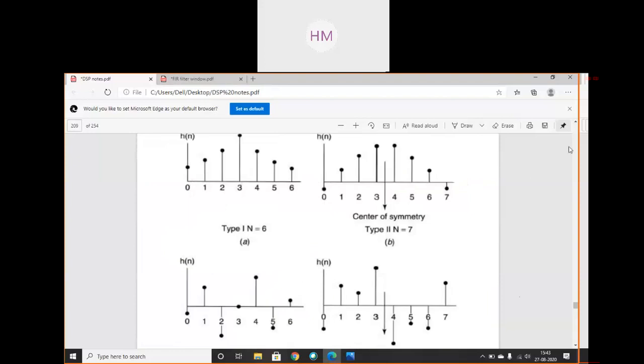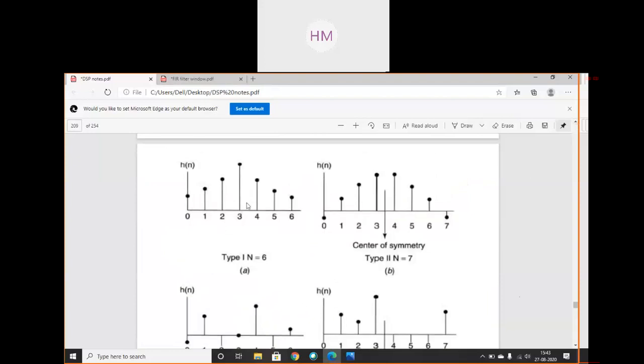You can see the diagram over here. H of n, type 1, n is equal to 6, 6 coefficient. This is symmetric about the y-axis. Coefficients are symmetric. This is type 2 for n equal to odd. Center of symmetry will be this. Here, one impulse will be the center of symmetricity. Here, we have to find the center of symmetricity because we are having n equal to 7, so we are having 8 coefficients. So we have to find the center of symmetricity. It is symmetric.